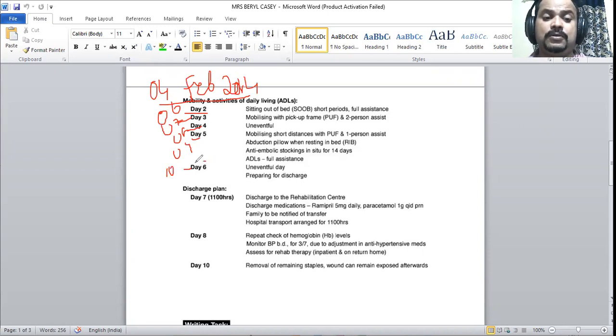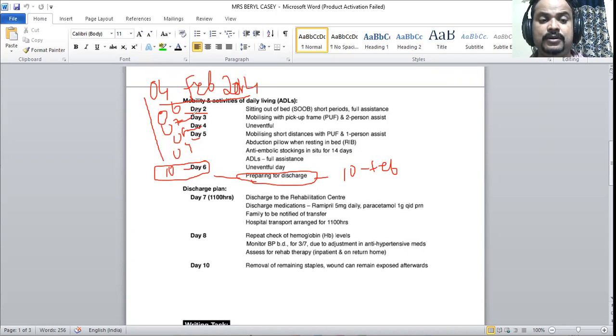So this is an important date here because you are preparing for discharge and writing the letter on this particular date. So you are writing this letter on 10 February, as the days are calculated. So on 6th of February, she started sitting out of bed. On 7th of February, she started mobilizing with pickup frame with 2-person assist. But in 9th of February, she started mobilizing short distances.